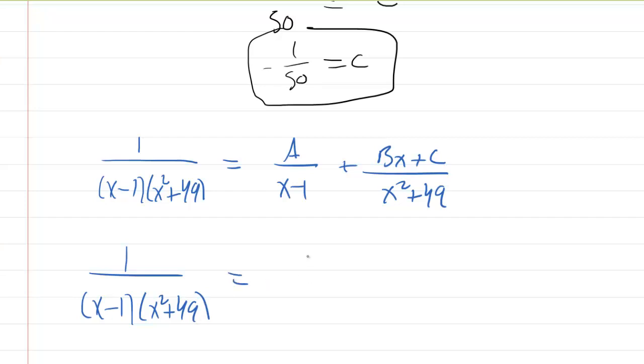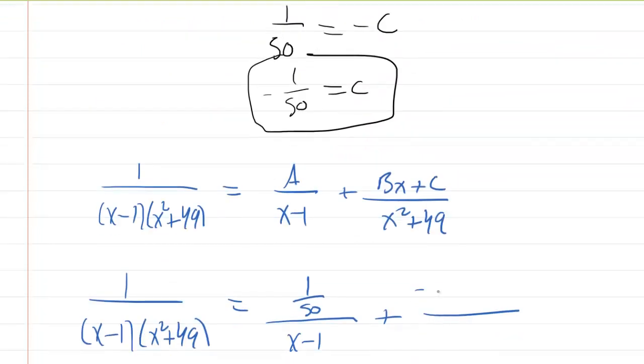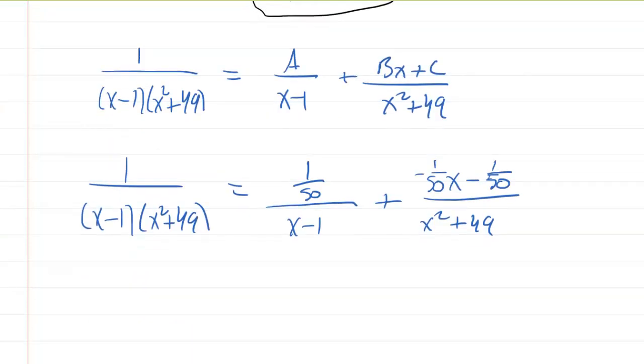So recall the a was 1/50th. This is over x minus 1 plus, okay, now in the numerator we have the b value, and the b value was negative 1/50th. And then you'll have x, and then we're going to add c. Our c was actually a negative 1/50th, so we'll actually have minus 1/50th right there. And there is the way in which you can rewrite the integral.